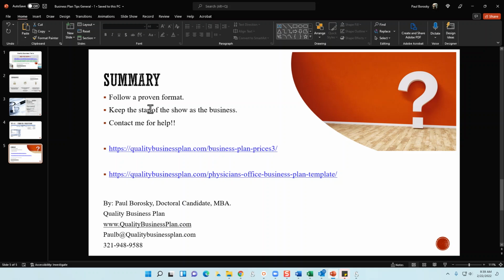The business plan needs to be well-rounded. So make sure to keep the star of the show as the business. Yes, you do want to keep a bio of the owner, and you want to talk about the historical aspects of what you've done previously in the resume section, but don't make that the business plan. Make the star of the show, like I said, the physician office.